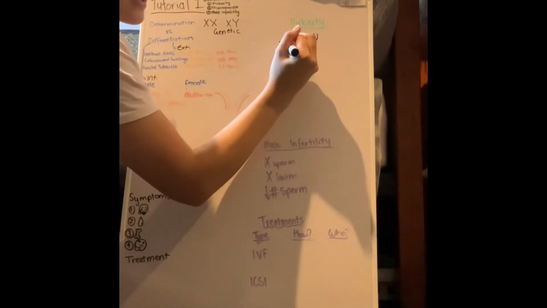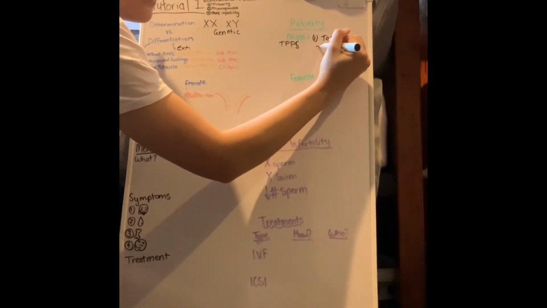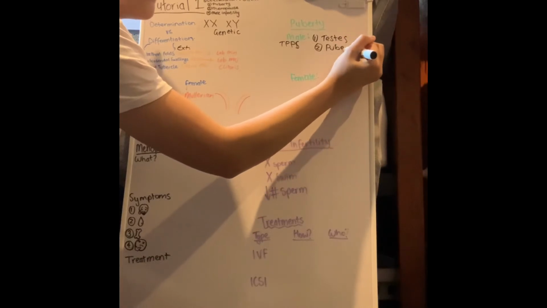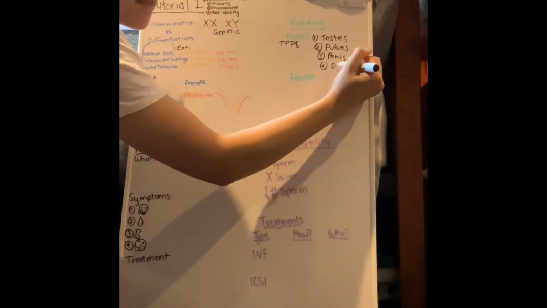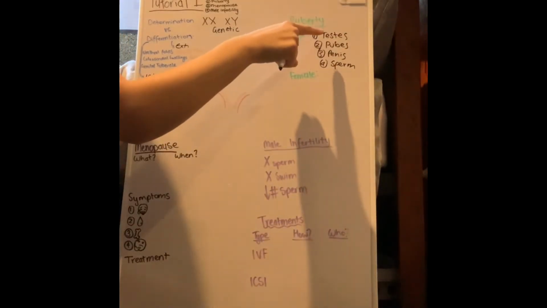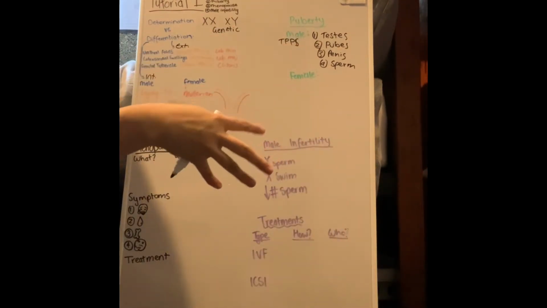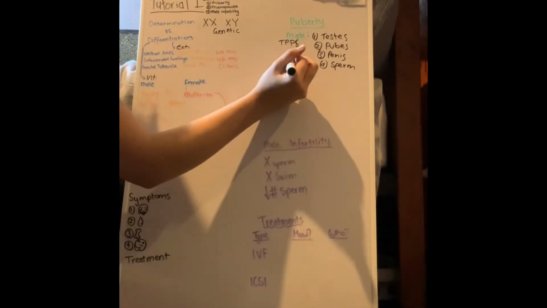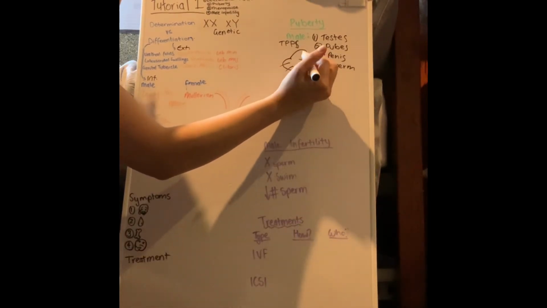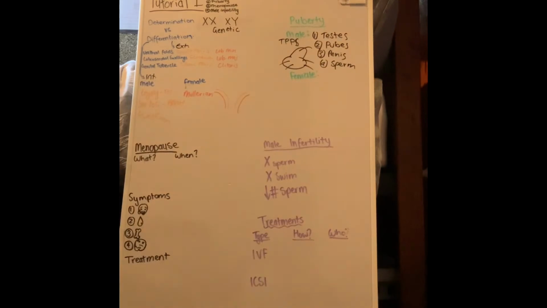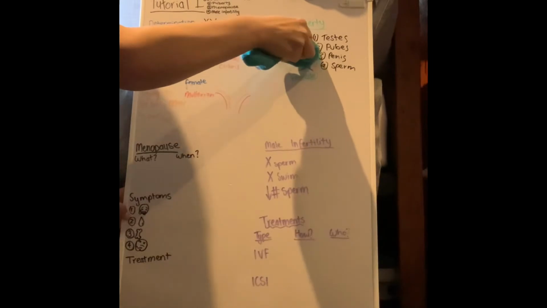The acronym is TPPS. So testes, next pubes, third penis, then fourth sperm. Testes is the testicular development, pubes is the sexual hair, third is the growth of the penis, then the fourth is the production of sperm. There's a way to remember this with a drawing.